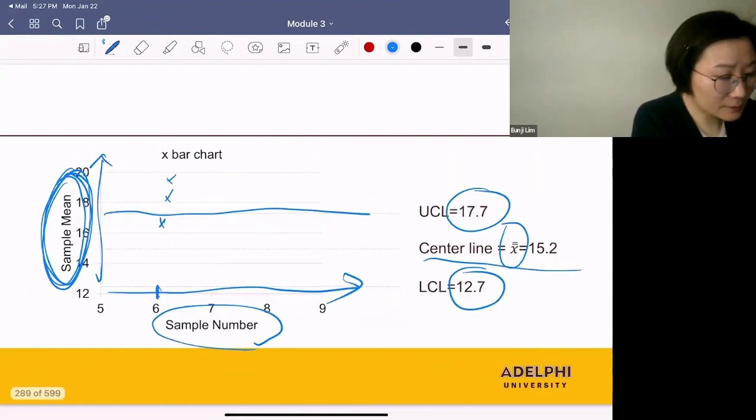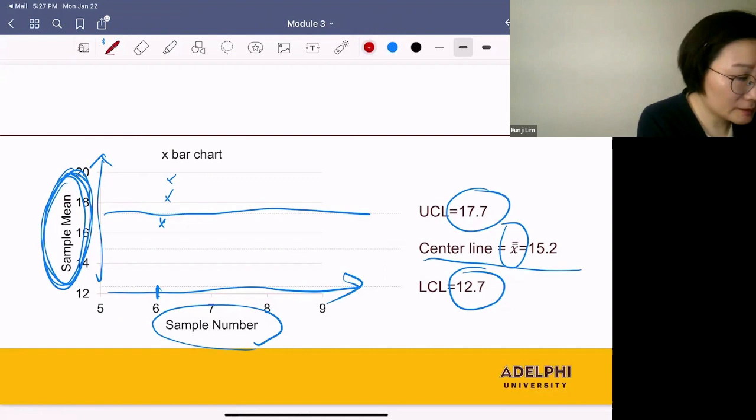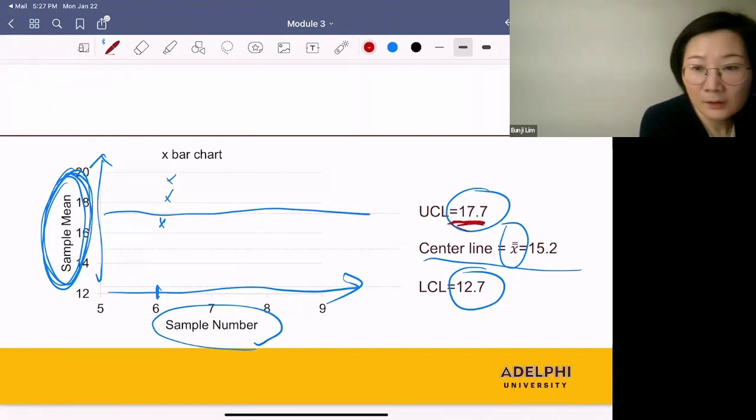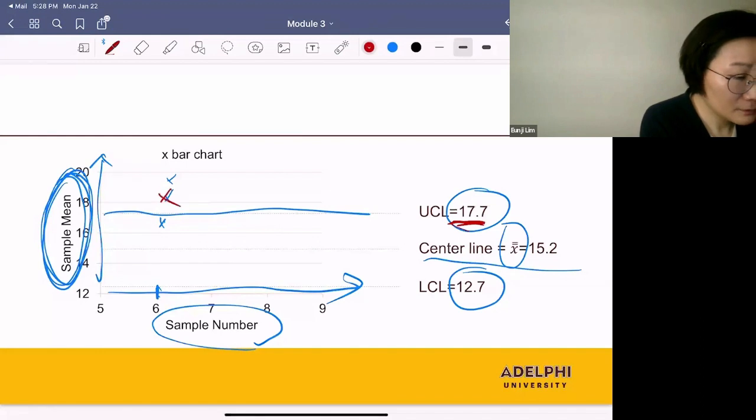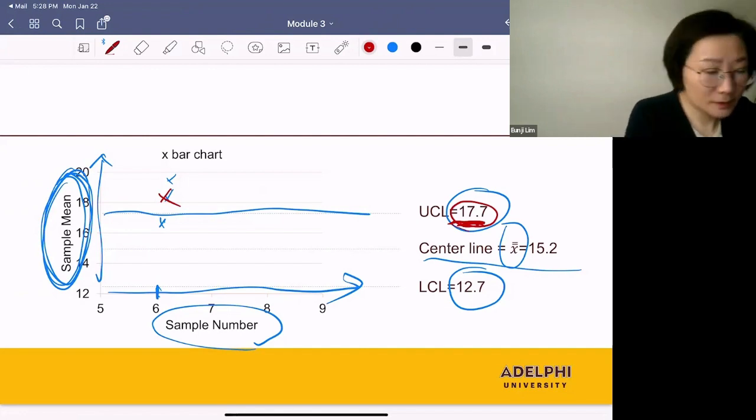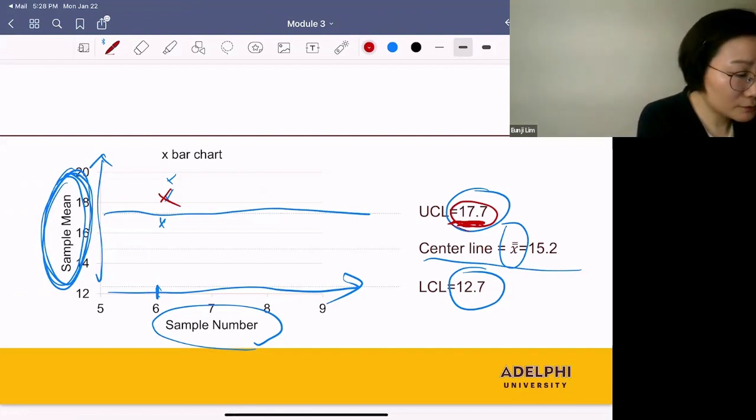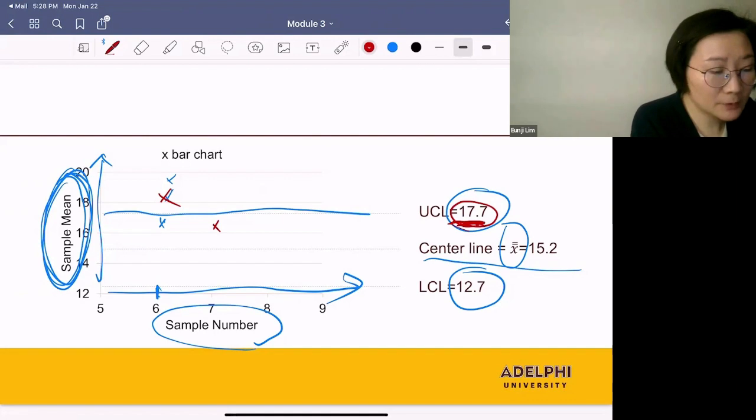So for sample number 6, the sample mean is 18.1, which is above the upper control limit. For sample number 7, the sample mean is 16.1, which is below the upper control limit. And then for number 8, it's 16.1.